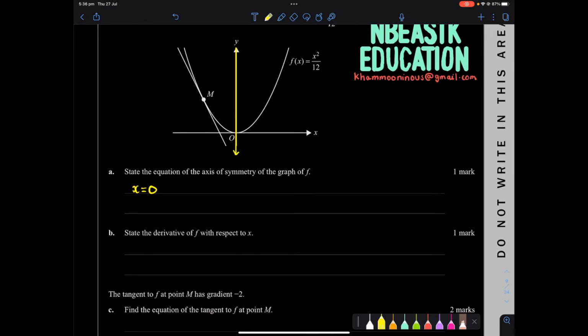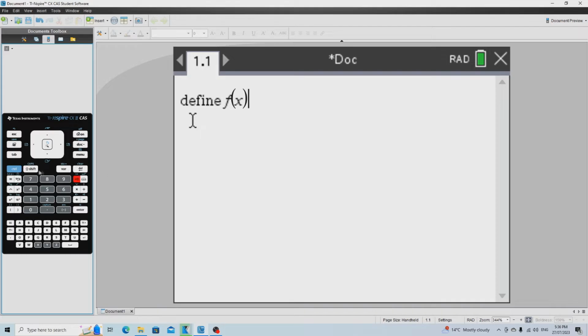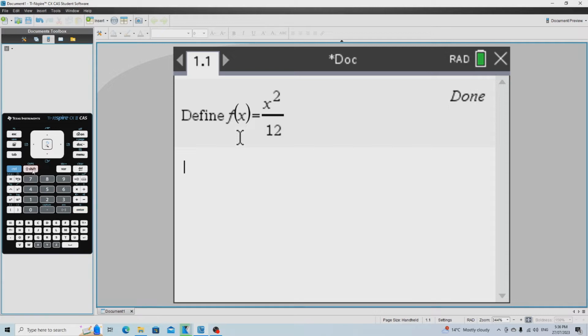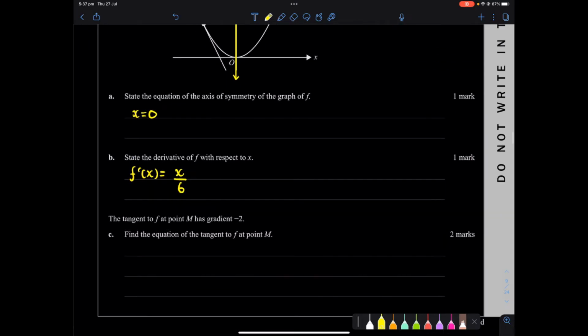So it's just 1 mark, so I'm just gonna use my calculator. So f dash of x pretty much is equal to, so first I'm going to define the function. So define f of x as x squared over 12, and we want to find the derivative, which is x over 6.